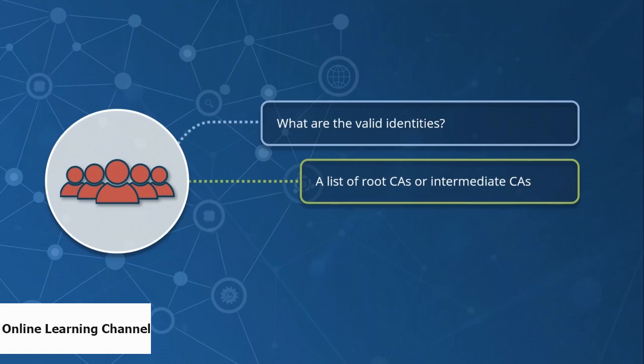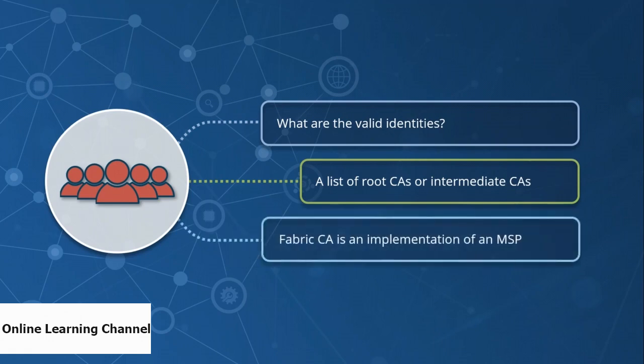Now, it is possible that there is no certificate authority set up in many organizations which still wish to use Hyperledger Fabric, in which case, Fabric includes something known as Fabric CA, which is an implementation of an MSP. This is something which can be used to issue certificates, and then those certificates can be used to establish identity on Fabric.